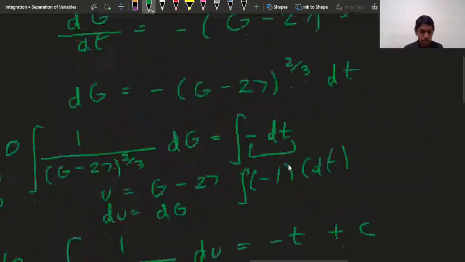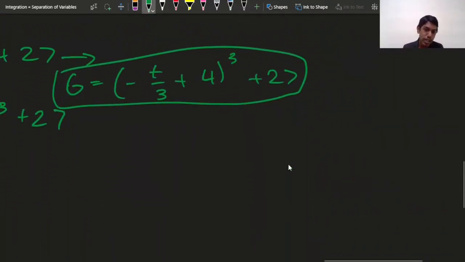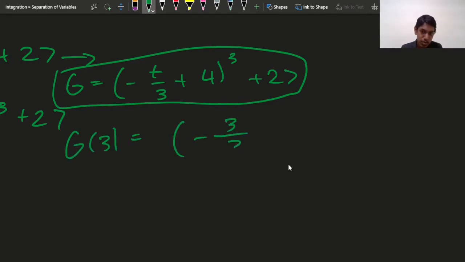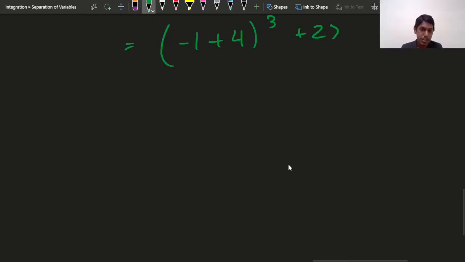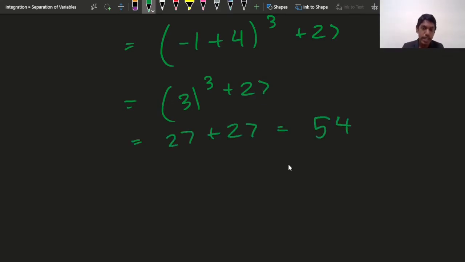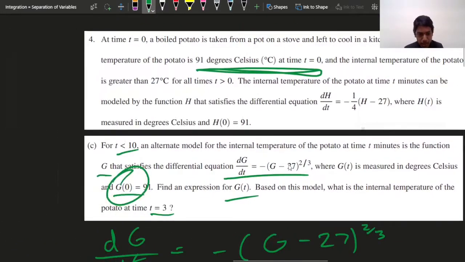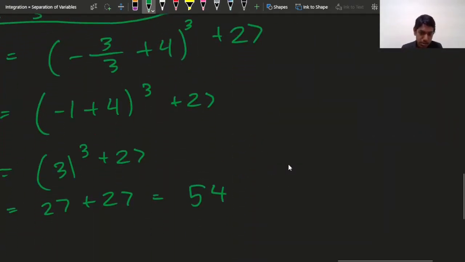That was sort of the hard part. And now we've got to find the internal temperature at T equals 3. So G of 3 is going to be minus 3 over 3 plus 4 cubed plus 27. So now it's just a somewhat arduous task of evaluating this. But this is a no calculator FRQ, so it's not very bad at all. And you'll get to 54. And remember, we're estimating a temperature, so this has to be degrees Celsius.